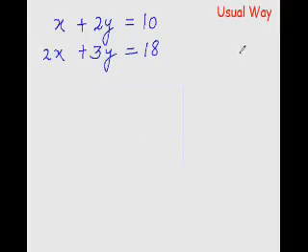Let me first tell you the usual way of solving the simultaneous equations. But before I do that, let me give you a brief introduction of algebraic equations. Alright, so anything that has an equal to sign is called an equation. Now an equation has different parts. The alphabets that you are seeing, x and y, are known as variables.